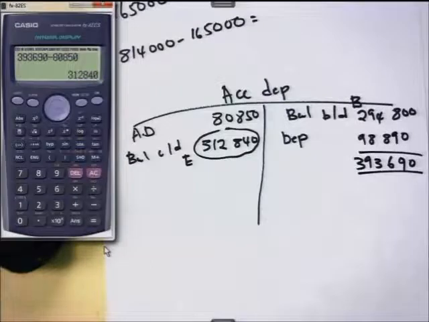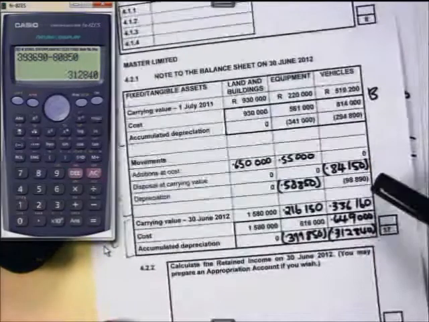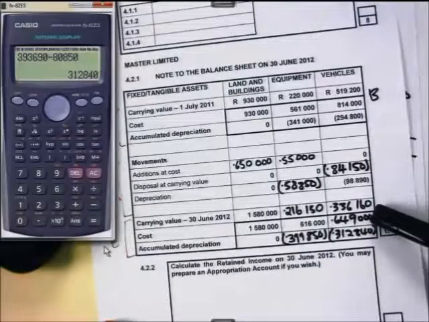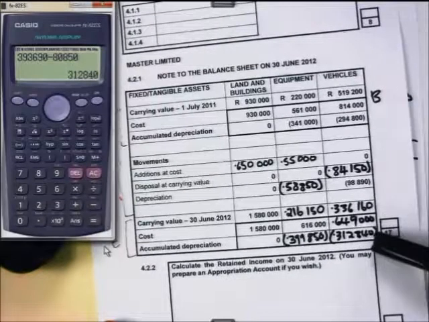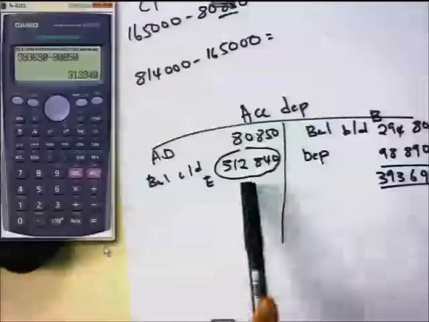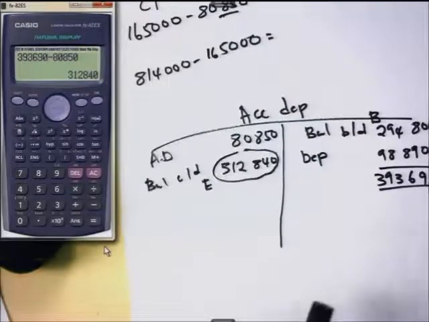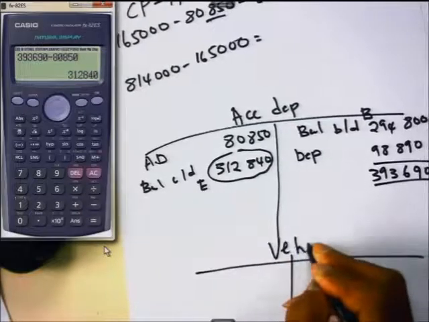But you don't have to prepare the account. If it's easy to use the ledger accounts, then you can use it. But if you can get the carrying value at the end of the year and the cost price at the end of the year, you can simply say the difference between the two. Cost price minus carrying value will definitely give you accumulated depreciation. That is the same one as there on the ledger accounts, 312,840.